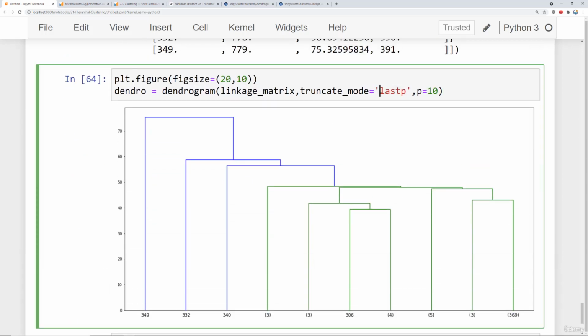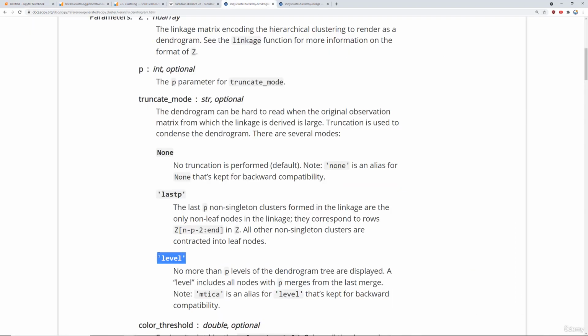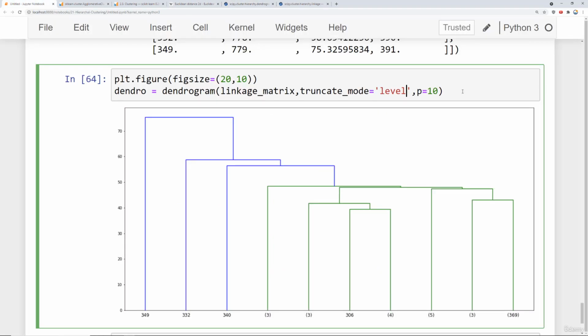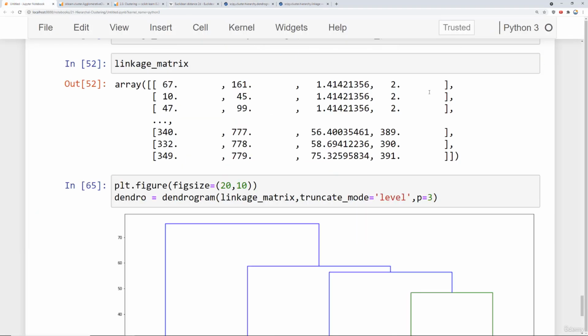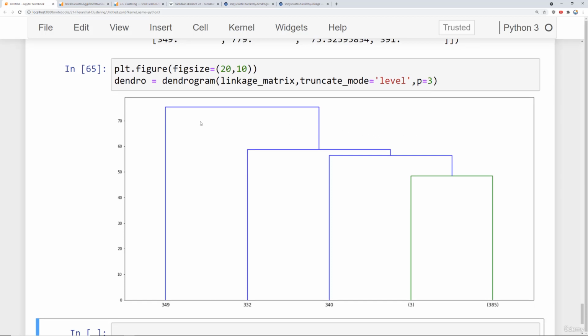The other truncation method we knew of was called level, or levels. Let's actually review that right here. Level means no more than p levels are displayed. So for example, if I said p levels is equal to 3 and run that, notice now I just have 3 levels. Here's level 1, level 2, and then level 3. You can think of it as how many of these T-bar connections do I have. And this would then help you more directly choose the number of clusters.